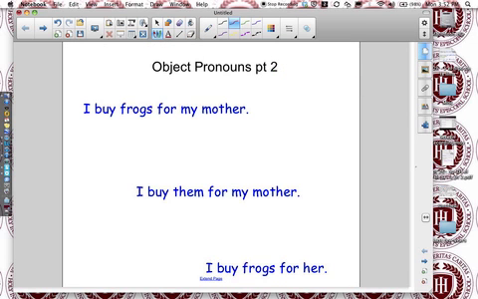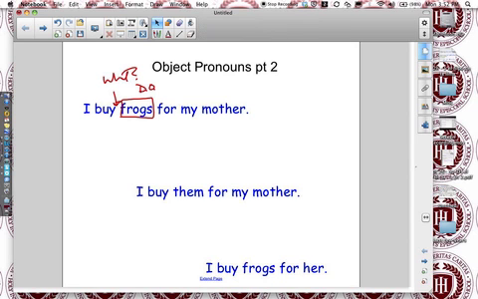In the case of the sentence, I buy frogs for my mother, we say, I buy what? The answer is frogs, therefore frogs is our direct object. We also ask after the direct object, for or to whom? And the answer to that question is, of course, for my mother, so we know that mother is the indirect object. Therefore, if I need to substitute a pronoun, I'll use a direct object pronoun for frogs and an indirect object pronoun for my mother.